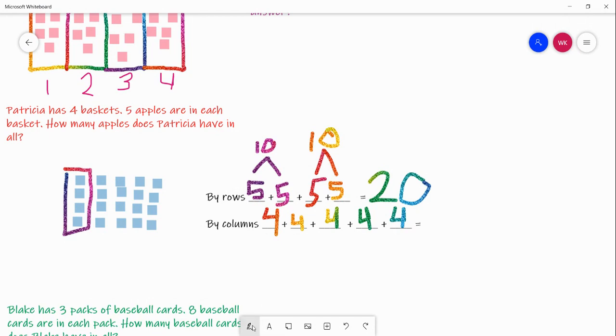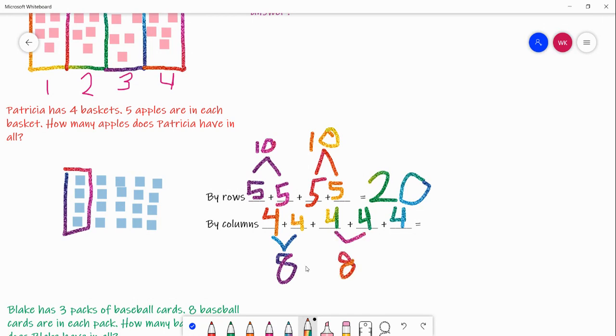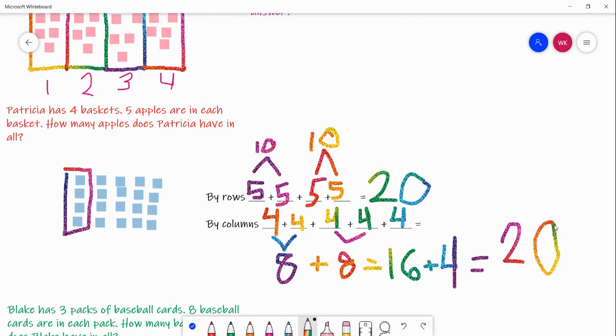So if you want to figure this out easier, you can go ahead and do 4 plus 4 equals 8. Another 4 plus 4 equals 8. And we know that 8 plus 8 equals 16. And then we have 4 left over, so 16 plus 4 equals 20. So Patricia has 20 apples in all.